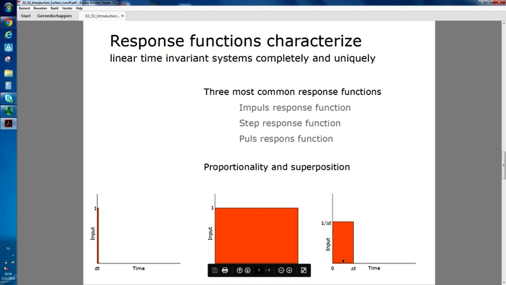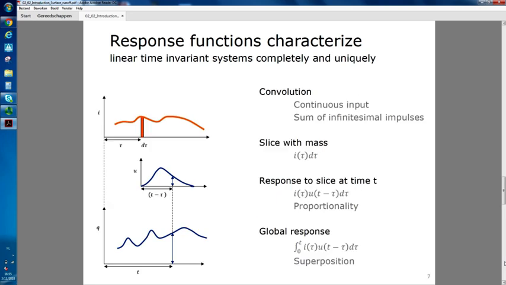the pulse response function. Always keep in mind that the basic pulse function has an amount of 1, so the time step is delta t, and the amount is 1 over delta t. Now, how can we combine these response functions to get to a certain input that we are using? Well, this is done by applying what we call convolution.